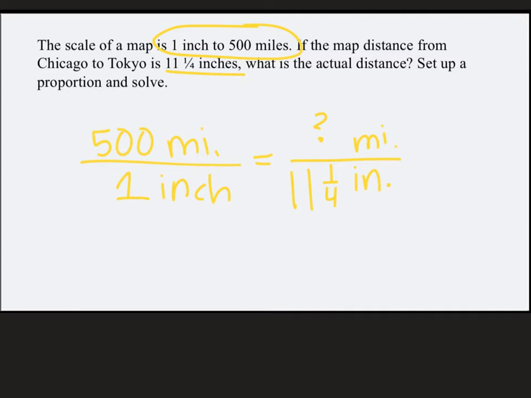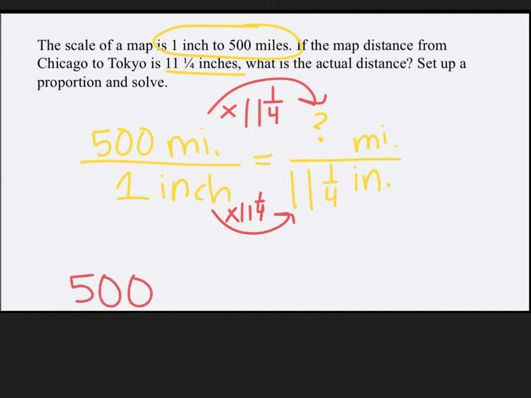Again, it's a proportion, with multiple ways to solve this. I can clearly see that from 1 to 11 1/4, I can multiply by 11 1/4 to get my answer. And if I do that on the bottom, you have to do that on the top. You could have also cross multiplied then divided, absolutely fine, and it would get you the same answer. So to do this, I would do 500 times 11 1/4.